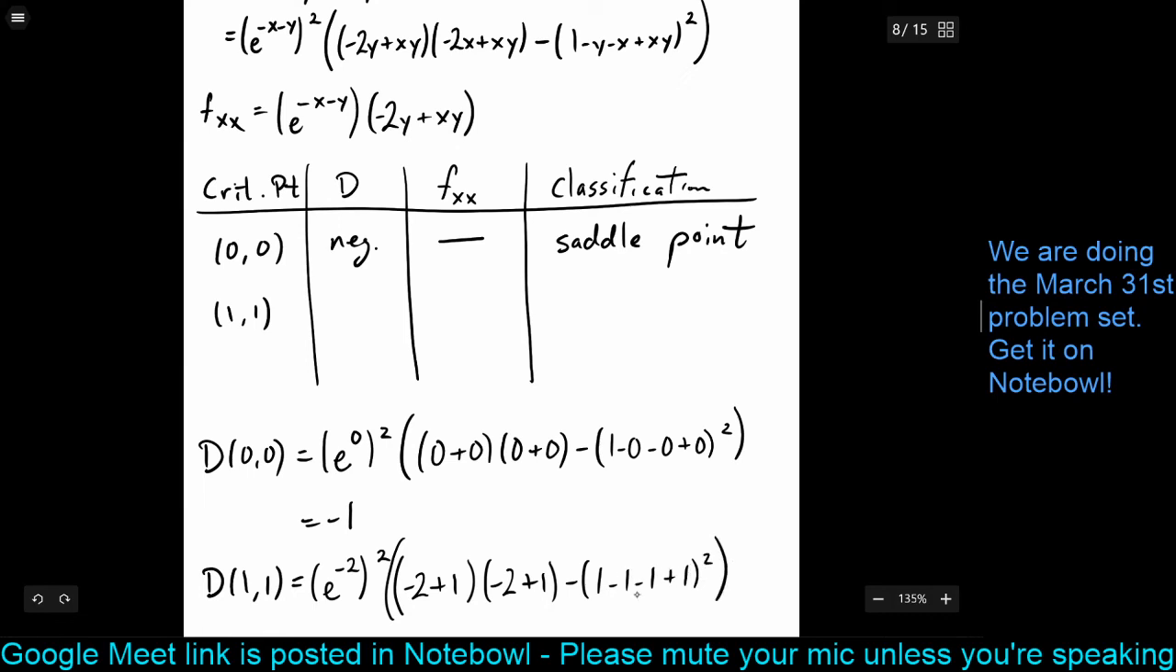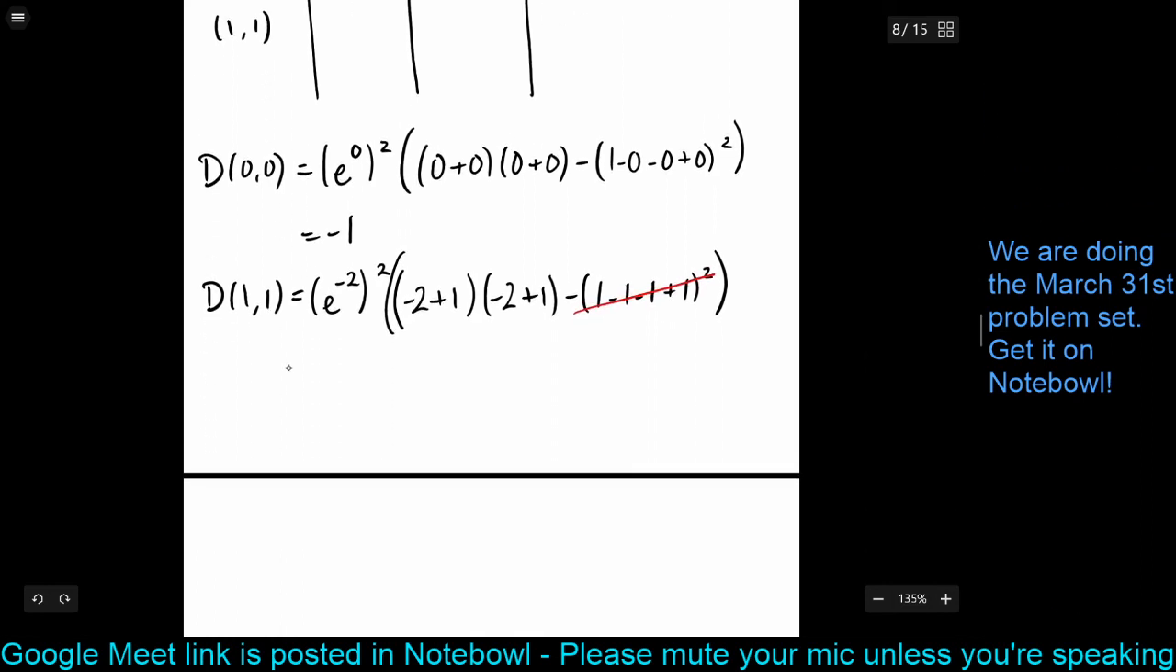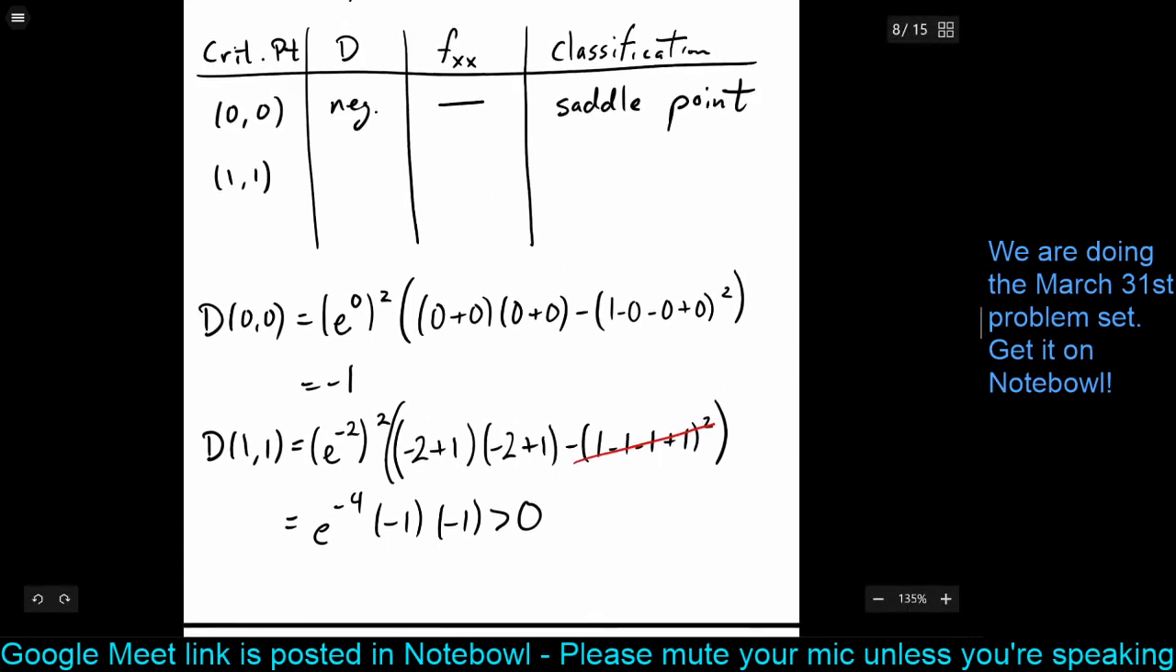So this stuff in here adds up to 0, so that's all gone, this part. So I have e to the minus 4 times negative 1 times negative 1. And again, I don't care what the actual number is here. I just care that this is positive. Since D is positive here, I do want to know what is fxx.